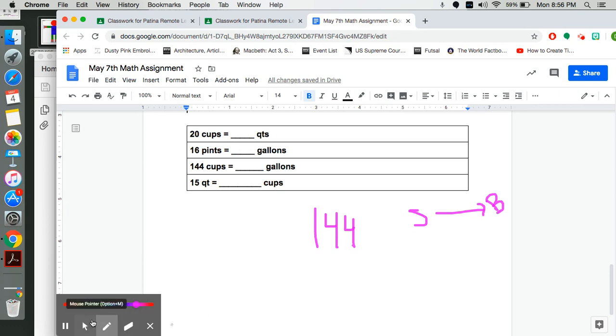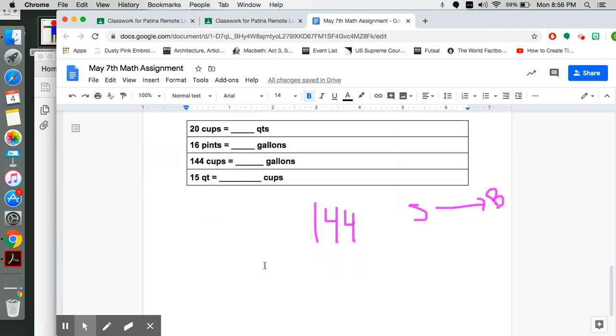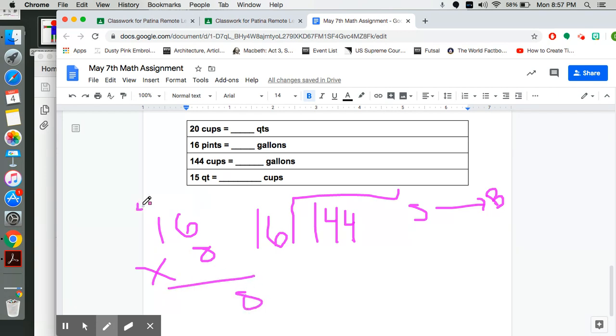All right, so if I go up here, how many cups are in a gallon? Well, if I don't want to count all the little blue tiny things, I can look right here, and it says 16. So I'm going to do 144 divided by 16, and that will give me my answer. And you know what, guys? I'm going to guess and check because I'm not sure. Let's do 16 times 8. Let's check that out. That's 128. So I'm going to do an 8 here and 128 here.